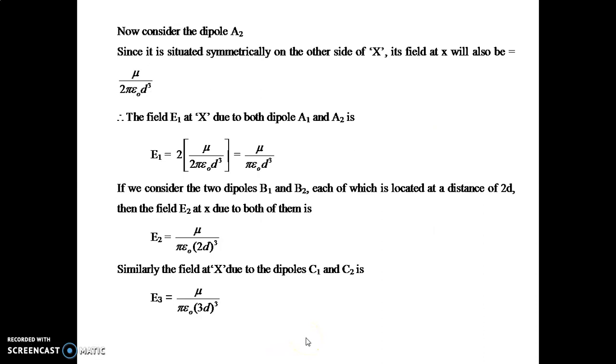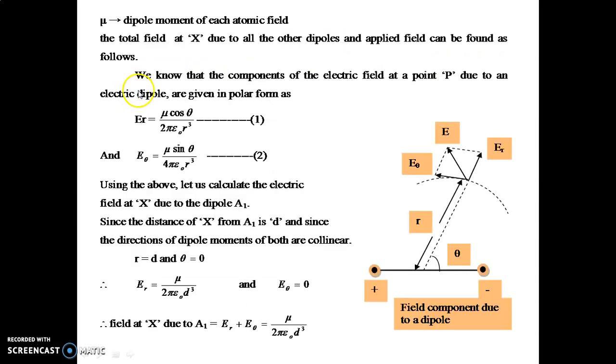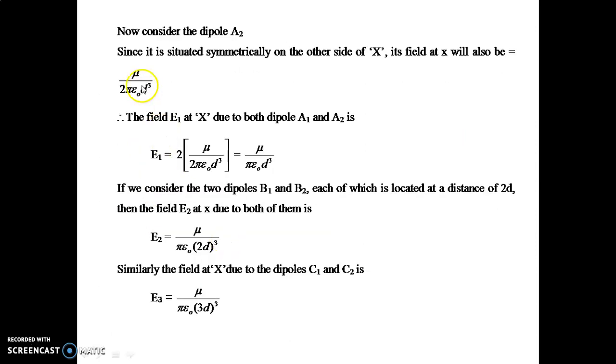Similarly, now consider the dipole at the right side, which is considered as dipole A2. Since it is situated symmetrically on the other side of x, its field at x will be just mu by 2 pi epsilon naught into dq. Both are the same, so the field due to A1 and the field due to A2 are both mu divided by 2 pi epsilon naught into dq only.